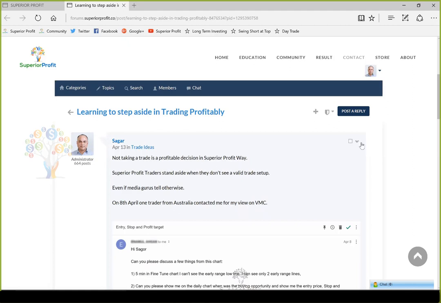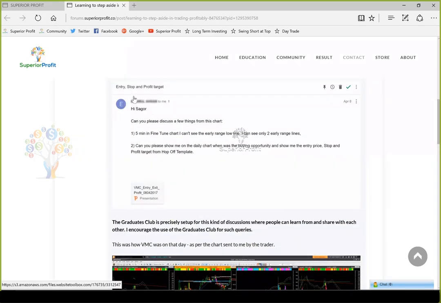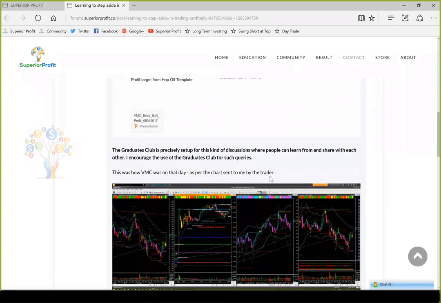But let's look at this mail that I received from the Australian trader. Name is hidden. We don't publish any detail unless the trader wants to share. By the way, instead of writing to me directly, I strongly encourage to share the idea into the graduates club. That is why the graduates club was set up, and this gentleman is part of the graduates club. If you share the trade idea there or question there, then others can also benefit. So in any case, for this particular example, I decided to share it without disclosing the name of the trader, of course. And let's look at the chart.